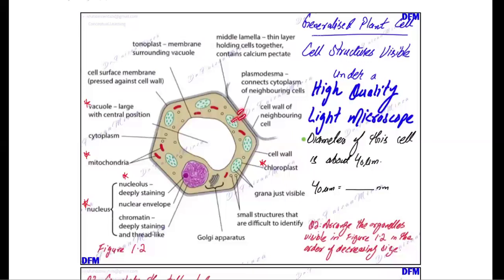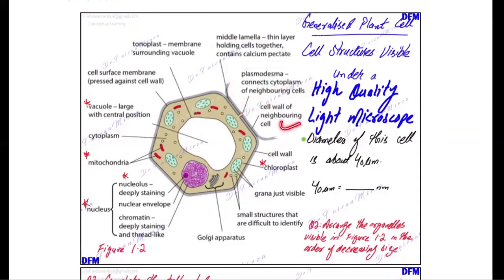This gap normally has endoplasmic reticulum running from one cell to another. So this provides a connection or a pathway for substances to move. For example, this is cell 1 and this is cell 2. Substances can move from the first cell to the next cell, or from the second cell to the first cell, through this plasmodesma. So plasmodesma connects the cytoplasm of the neighboring cells.